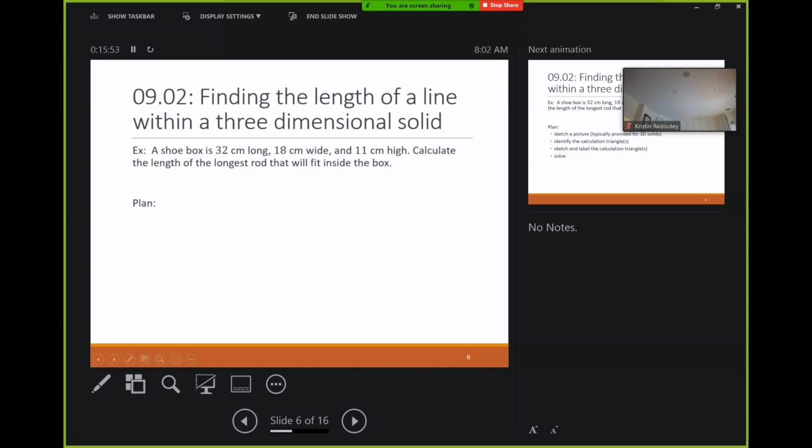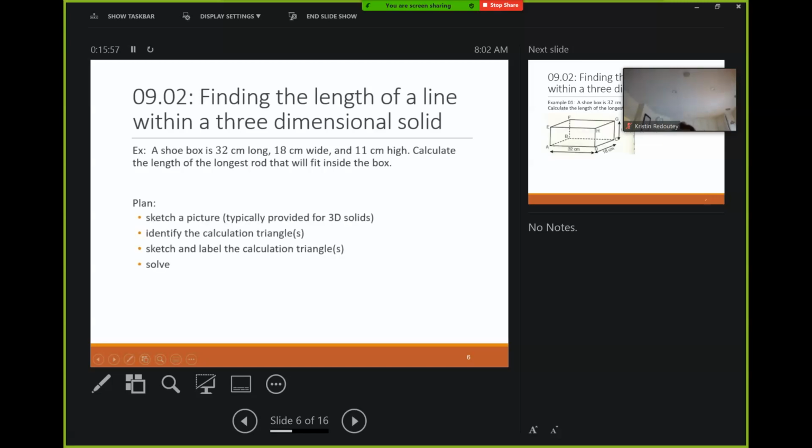So to do that, let's come up with a plan here. I would start by sketching a picture. And then we need to identify the calculation triangle we need to solve our question. And then sketch and label that calculation triangle and then solve for the desired piece of it. Is kind of what I'm going to do. The most difficult part is going to be identifying the calculation triangle we need.